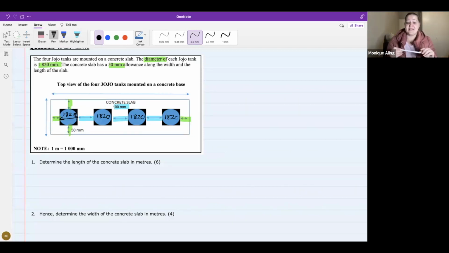So question 1 says, determine the length of the concrete slab in meters. So our concrete slab is this part over here. We want to know this length in meters. Does anyone know how we're going to try to figure this out?